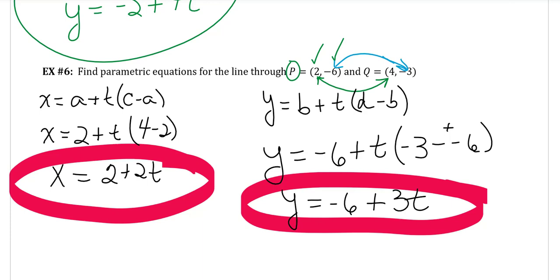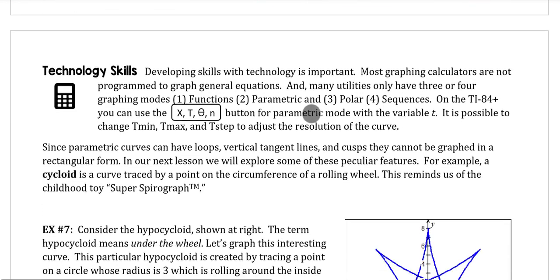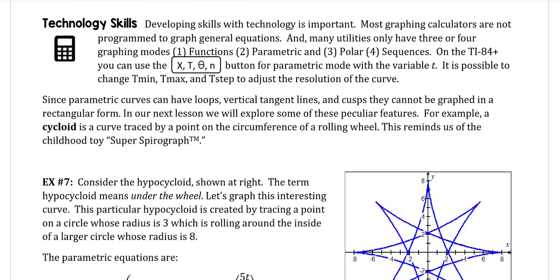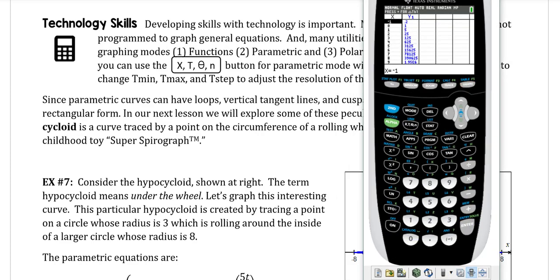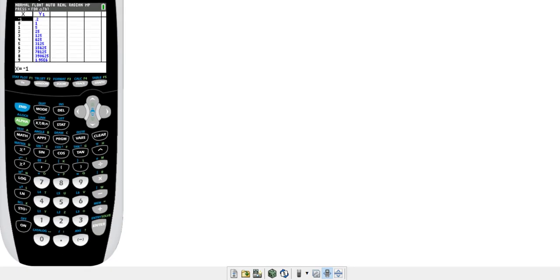Okay, so we want to end this section by talking about how to do this in your graphing calculator. So if you have an 84, you want to make sure that you change the mode of your calculator to parametric mode.